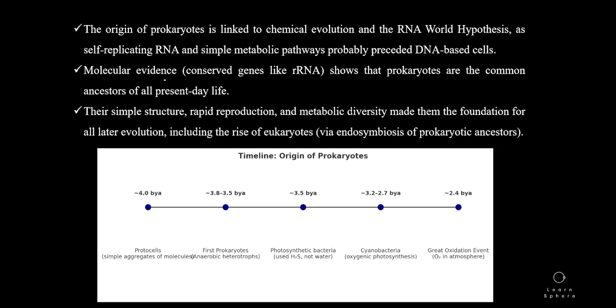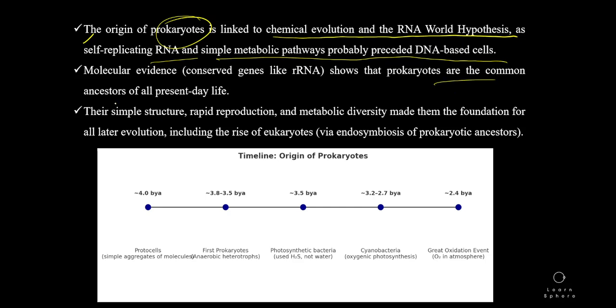See this statement: the origin of prokaryotes is directly linked to chemical evolution and the RNA world hypothesis, as self-replicating RNA and simple metabolic pathways probably preceded DNA-based cells. Molecular evidence shows that prokaryotes are the common ancestors of all present-day life. Their simple structure, rapid reproduction, and metabolic diversity made them the foundation for all later evolution, including the rise of eukaryotes.